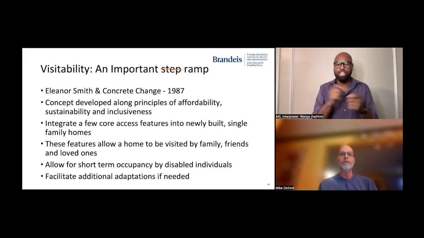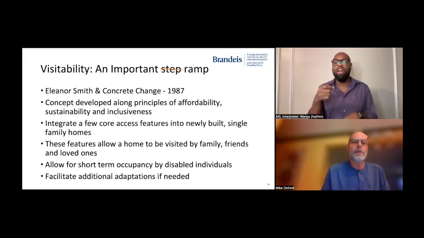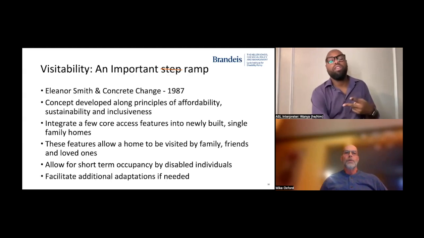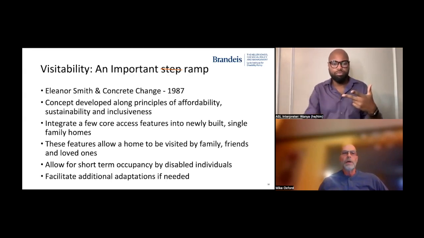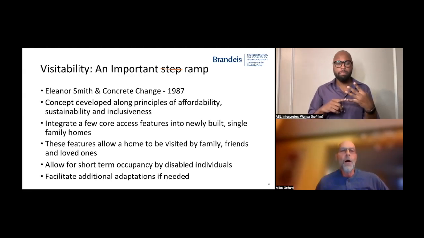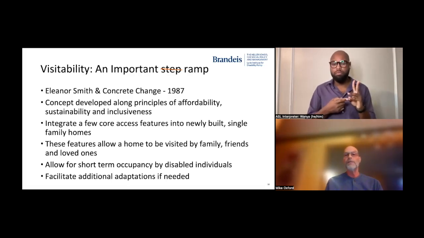This concept developed along principles of affordability, sustainability, and inclusiveness. The idea is to integrate a few core access features into all newly built single-family homes. These features allow a home to be visited by family, friends, and loved ones. Visitability could also allow for short-term occupancy by people with disabilities and facilitate additional adaptations if they're needed. Next slide, please.